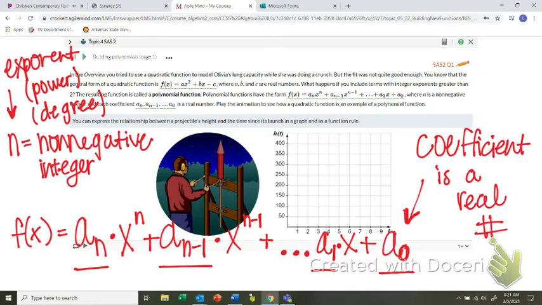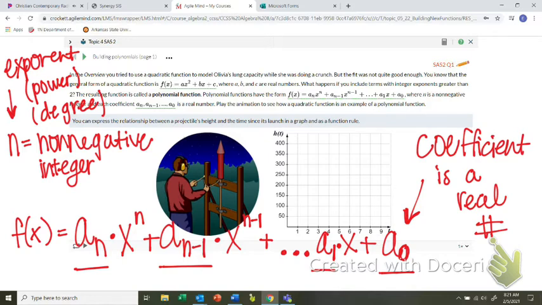So what is the coefficient? Is that the number or is that the letter? That's the number, okay? What is another word for the letter? It starts with a V. Variable. Okay? So you need to remember those. Coefficient is a number. Variable is a letter. Okay?